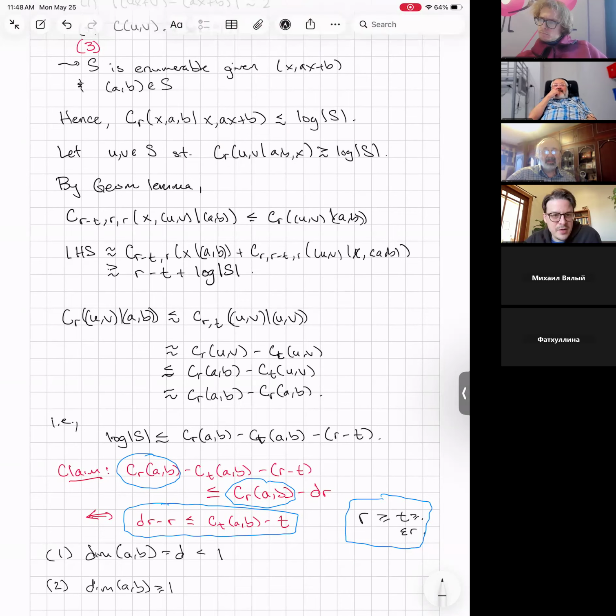Is that better? Because it's saying the complexity of the object, which in this case is an element of R^2, up to precision R.